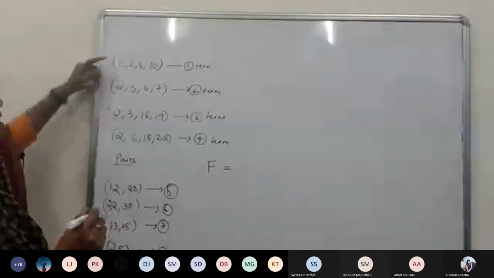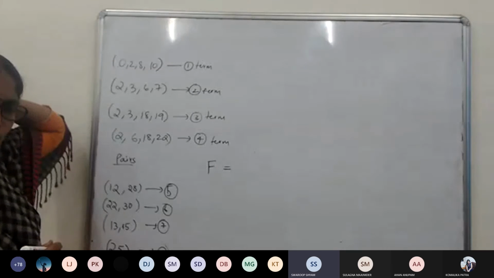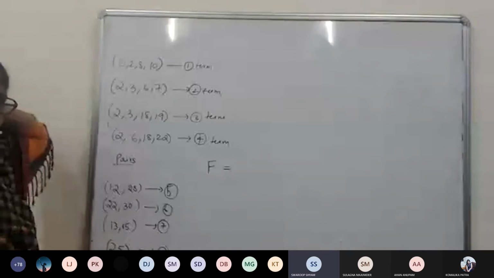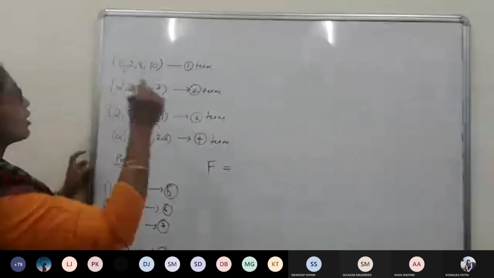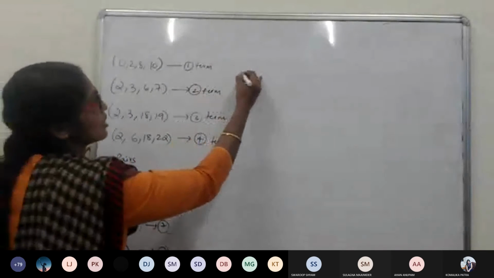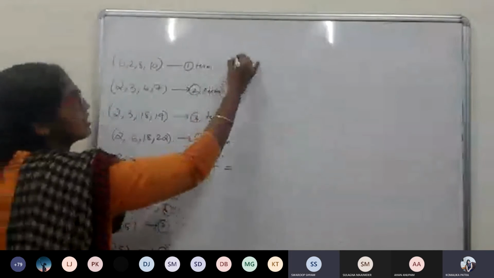I don't know what the function is. A, B, C, D, E I gave. What did I give? A, B, C, D or W, X, Y, Z? A, B, C, D. Okay. So now for this term, what is the condition that came? Like what are the terms? A, B, C, D.